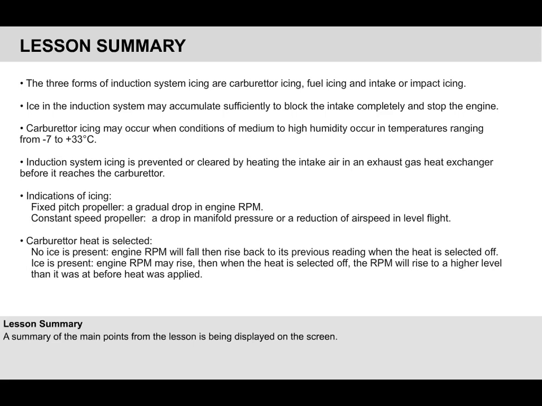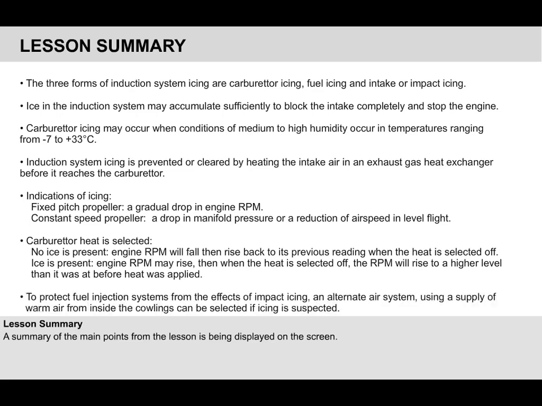When carburetor heat is selected on with ice present, the engine RPM may rise. Then when the heat is selected off, the RPM will rise to a higher level than it was at before the heat was applied. To protect fuel injection systems from the effects of impact icing, an alternate air system, using a supply of warm air from inside the cowlings, can be selected if icing is suspected.